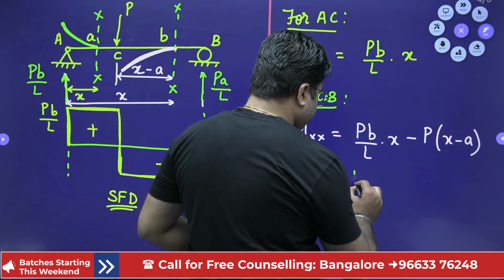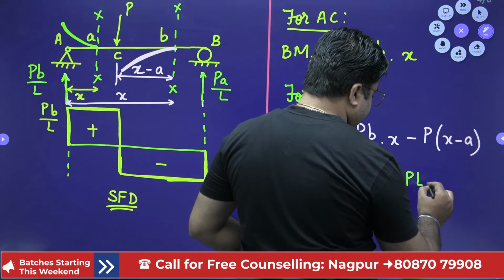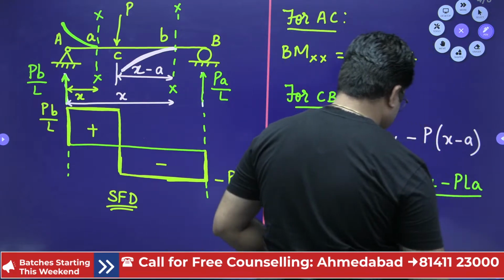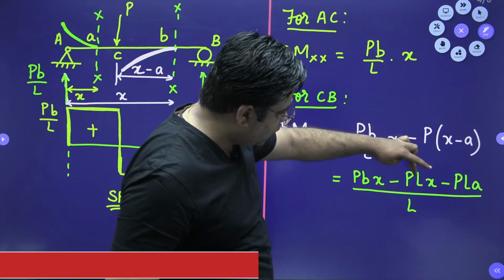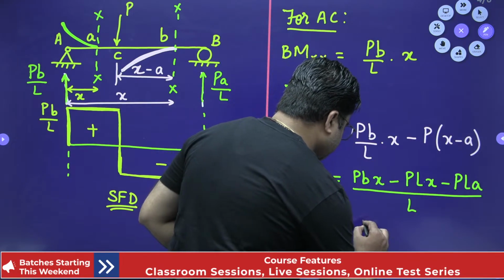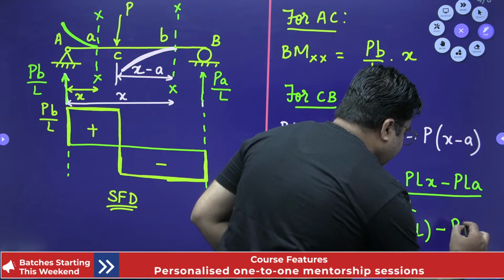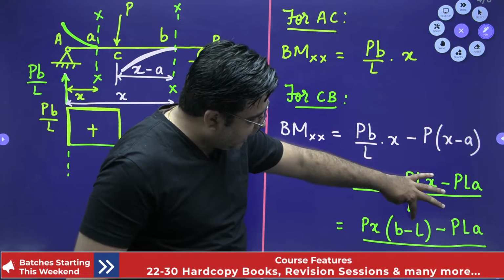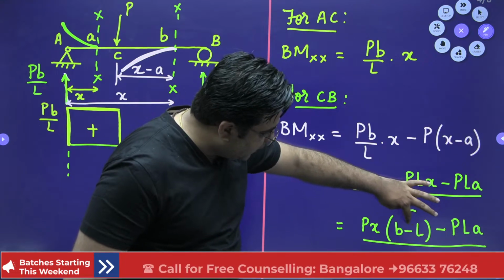So you have PBX minus PLX minus PLA divided by L. When you take P and X common, you have B minus L in the first two terms, and minus PLA divided by L. This B minus L is nothing but minus A. You can also write it as L minus B with a minus sign.